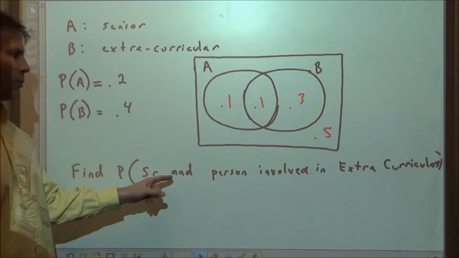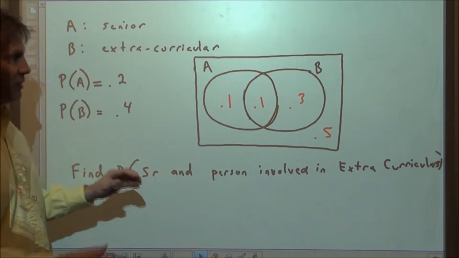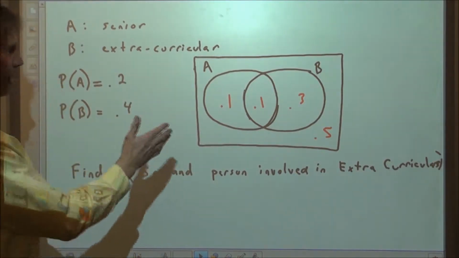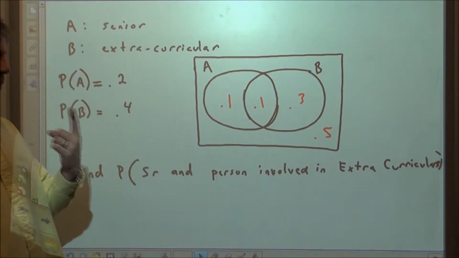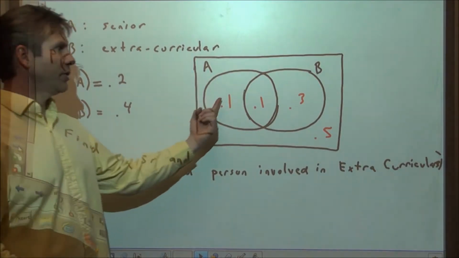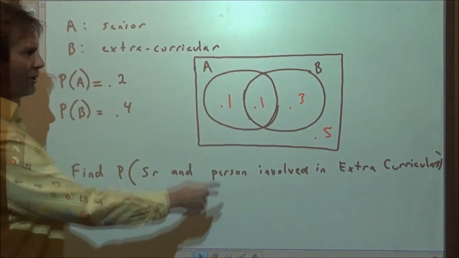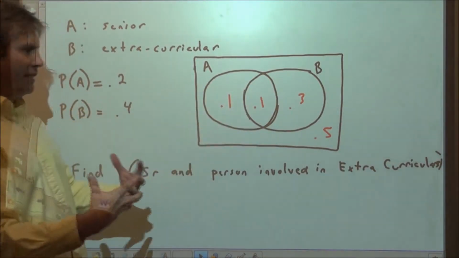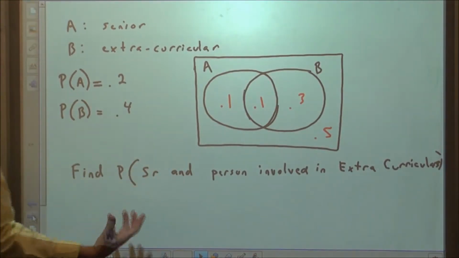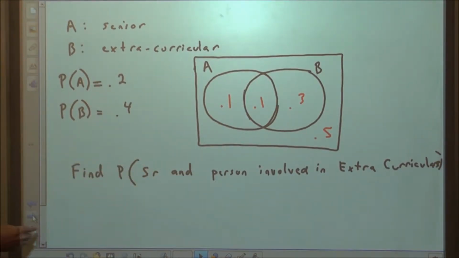So in this case, the word "and" would be intersection. So you look at the Venn diagram, the people who fall into both descriptors, they're seniors and they're involved in extracurriculars. That would be the 10% in the intersection. So "and" means intersection, we're only selecting one thing.